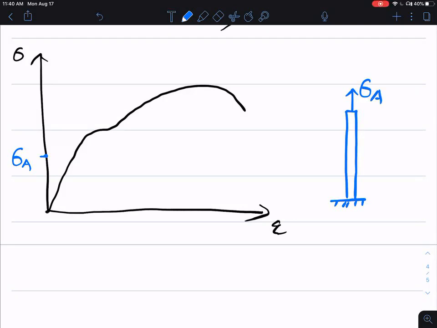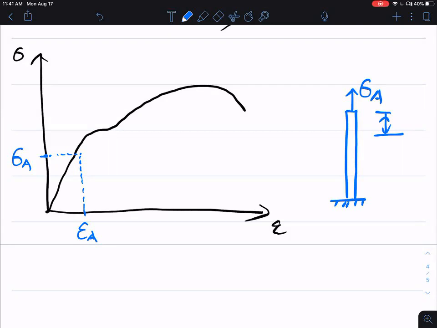So if we apply this stress A, we're going to have a deformation, right? It's going to become longer. How much longer? You can read from the diagram to find the corresponding strain for that load. And we know we're going to stretch this bar. What happens if we release the stress A? Yeah, it turns back to original length. Good. So it goes back to 0 if we release sigma A.